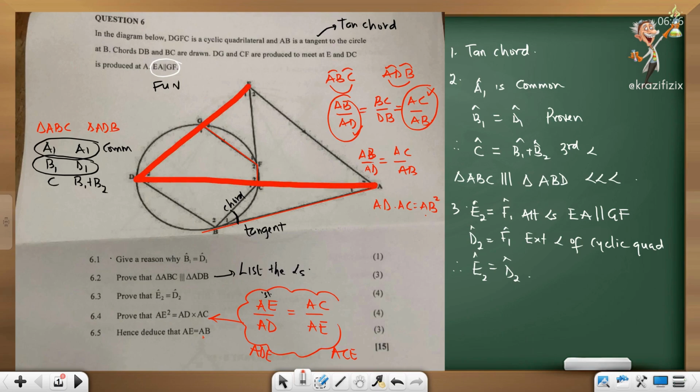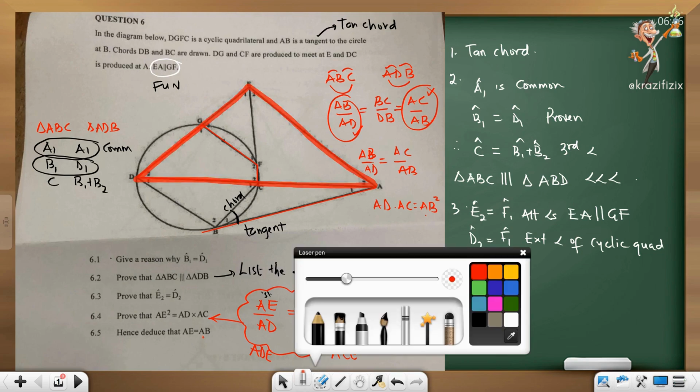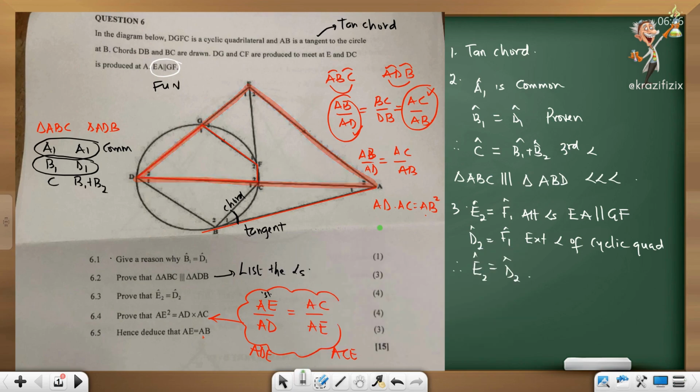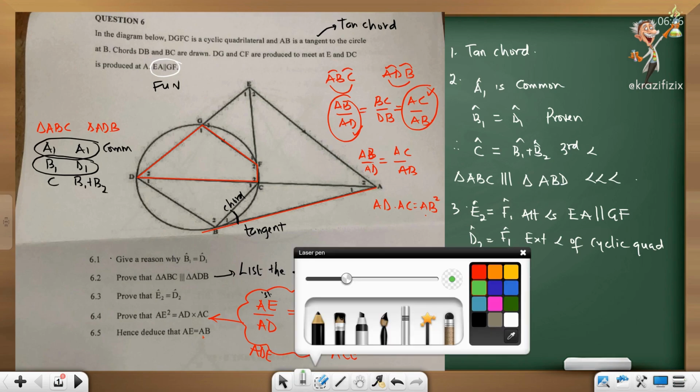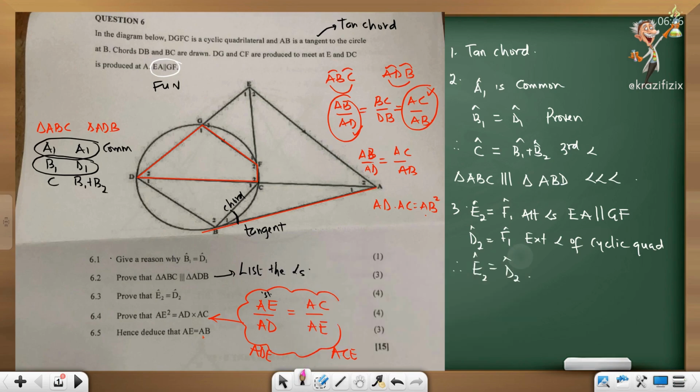AD. Oh, beautiful. I have a triangle. Then ACE. Let's check. AC. Oh, beautiful. I have another, guys. Once you see that your formation gives you two triangles, know that you are done. All I need to do is to prove that these two are similar.